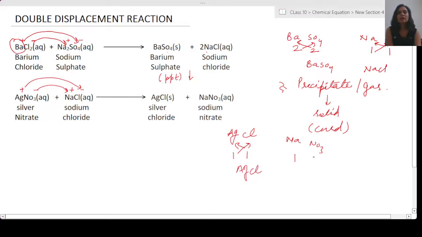Na valency is 1, NO3 valency is also 1, so they will also go to their neighbors, and when they are the same, they are never shown, so it will be NaNO3. And the same thing I have written here, AgCl and NaNO3 will be the compounds formed in the product, and AgCl will be a precipitate. This is also white in color. A precipitate of AgCl will be there and a solution of NaNO3 will be there inside the test tube.